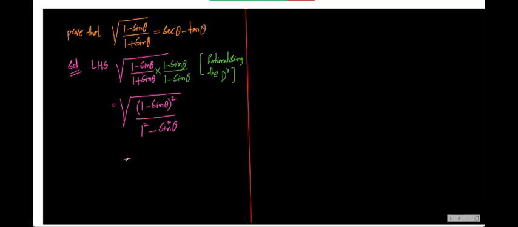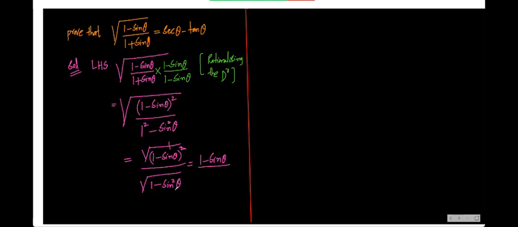Now I want to split the root. Splitting the root for numerator, (1 minus sin theta) whole square, and the root goes to the denominator again. 1 square is 1 only, 1 minus sin square theta. Now look at this, square and root will be cancelled. Here we are left with 1 minus sin theta.